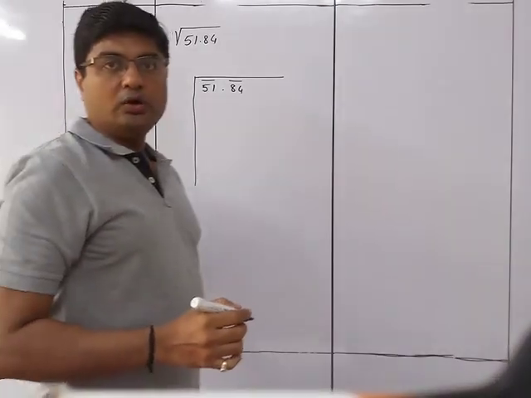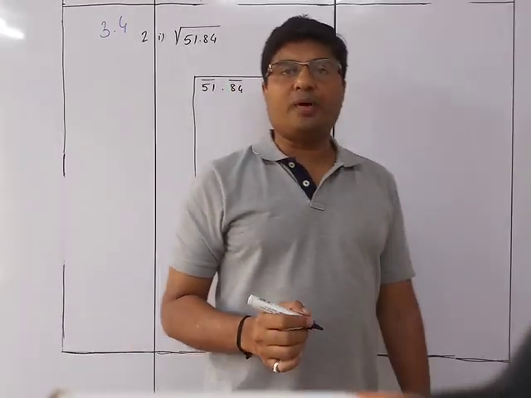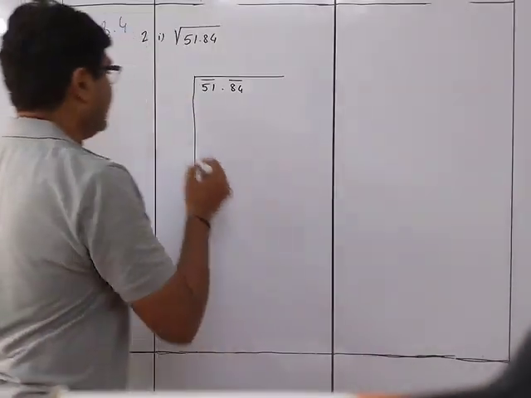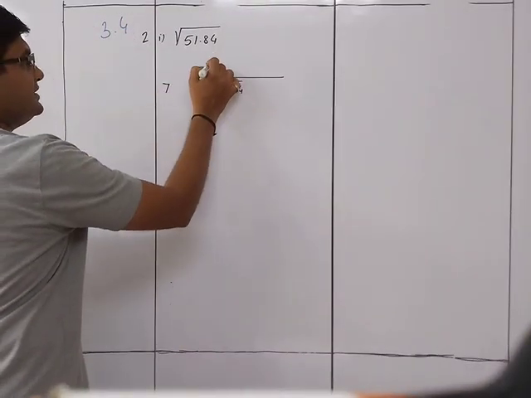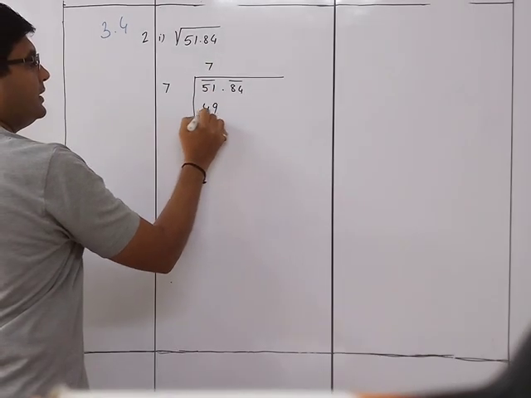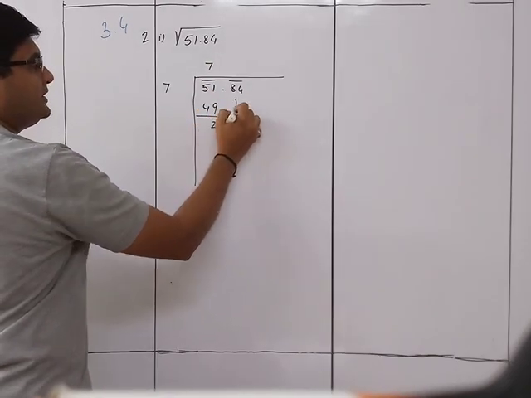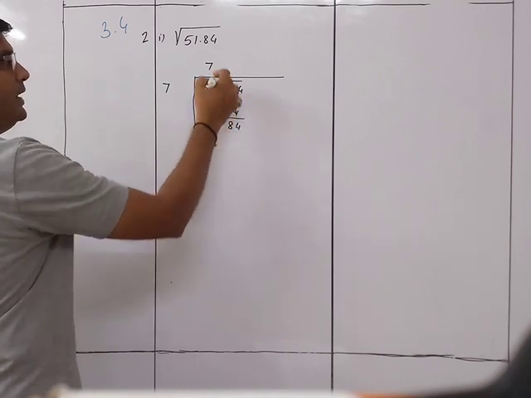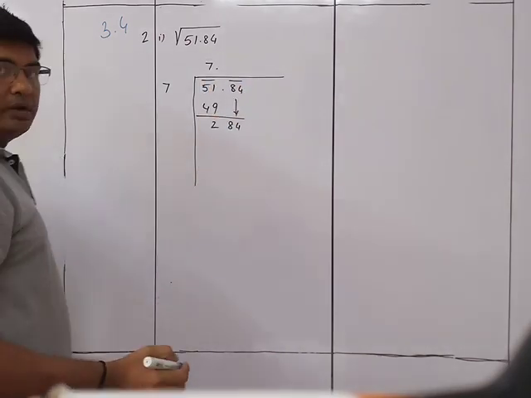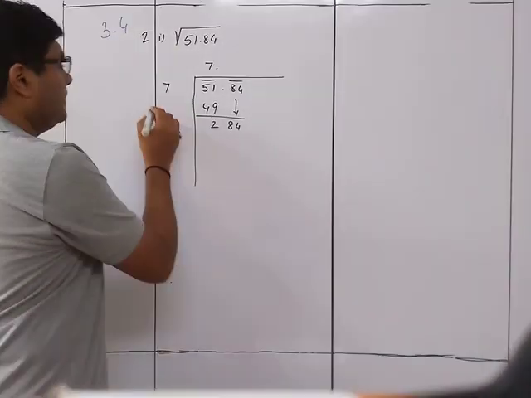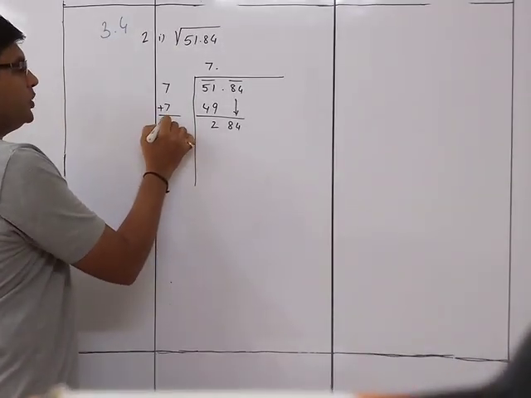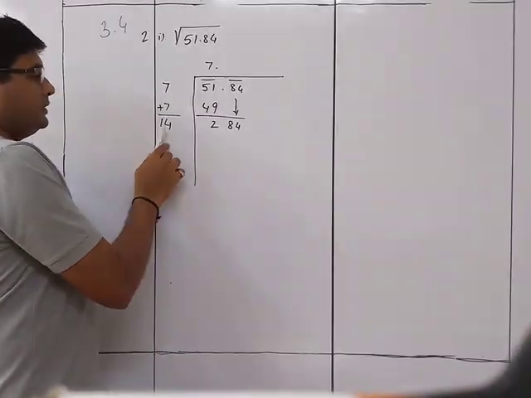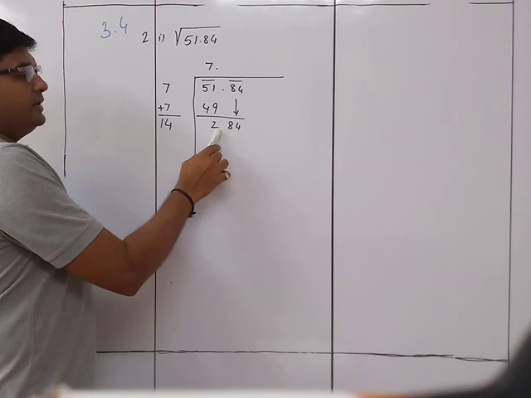So accordingly, this is one pair, this is another pair. 51, we know the nearest square number to 51, less than 51 will be 7. 7 7s are 49. So we get over here 7 7s are 49. Remainder becomes 2 and this comes down as 84. Now because of the decimal point over here, I will put a decimal point over here also. So plus 7, this is going to be 7 plus 7, 14.